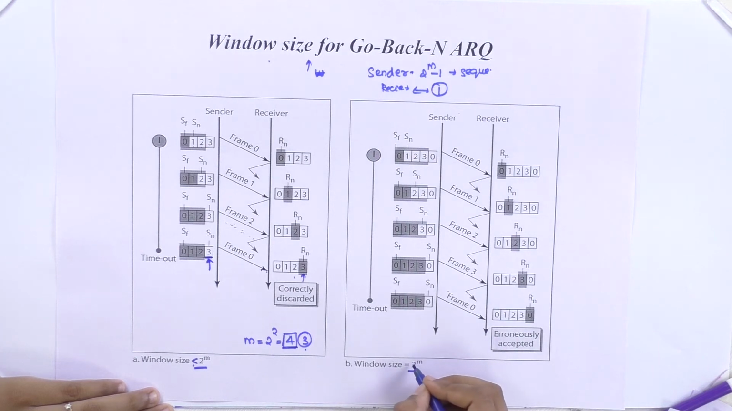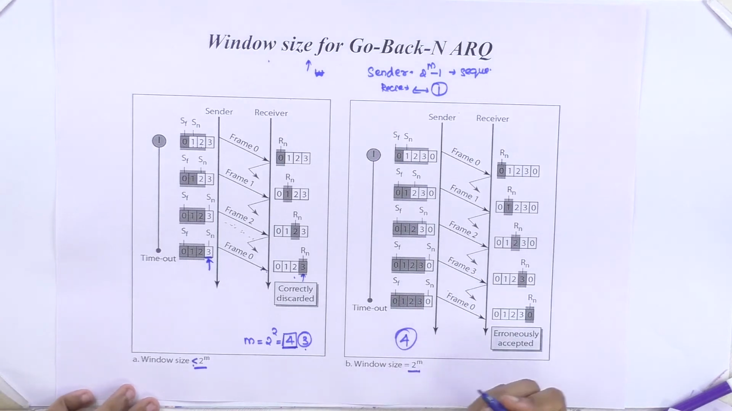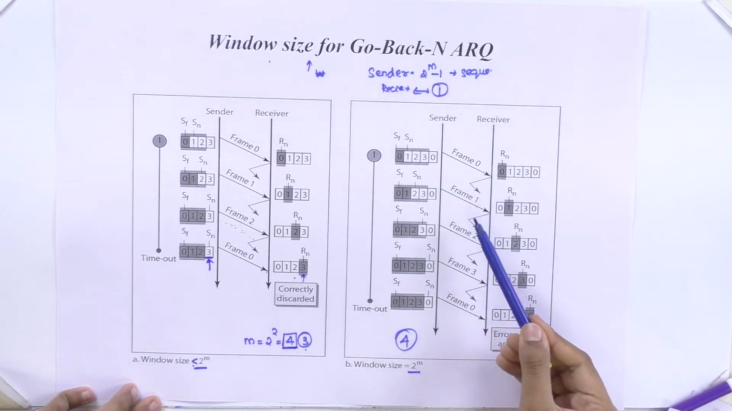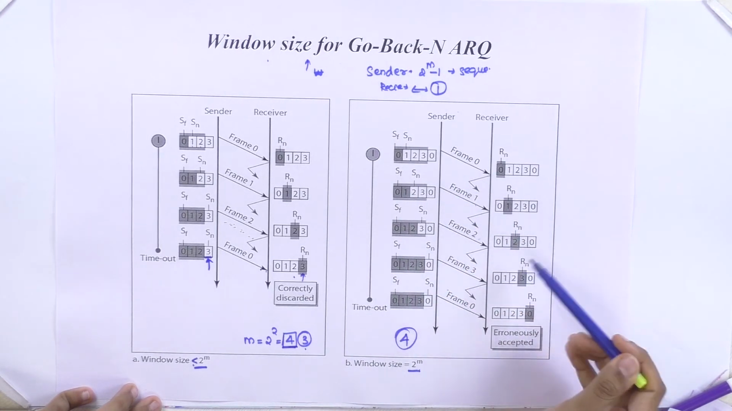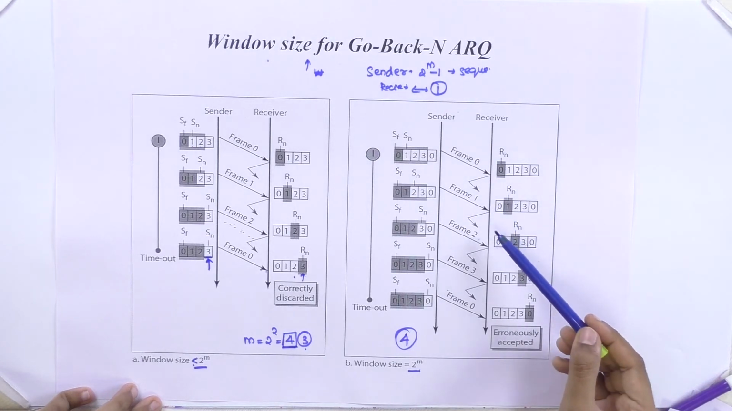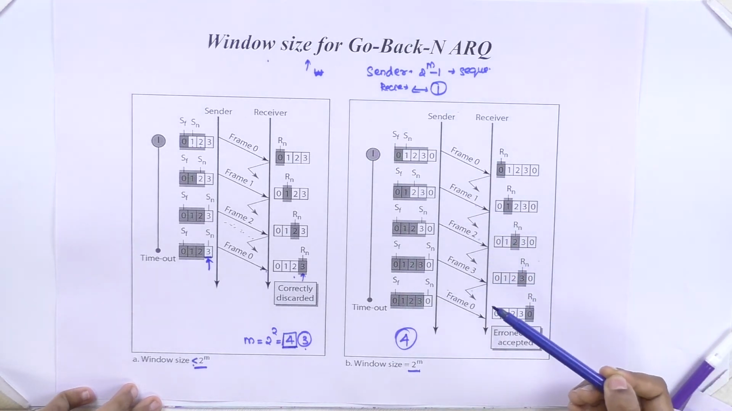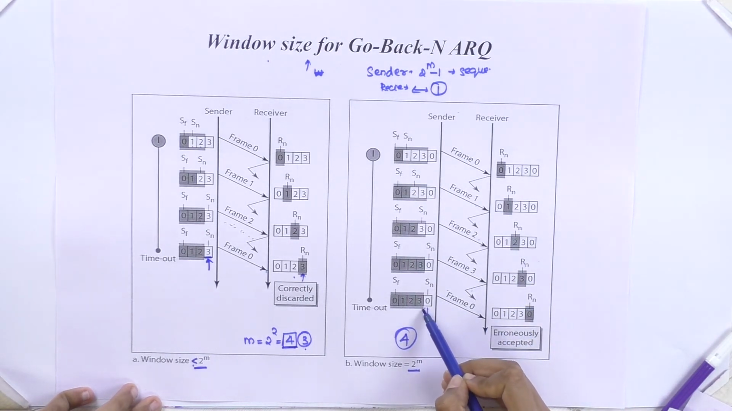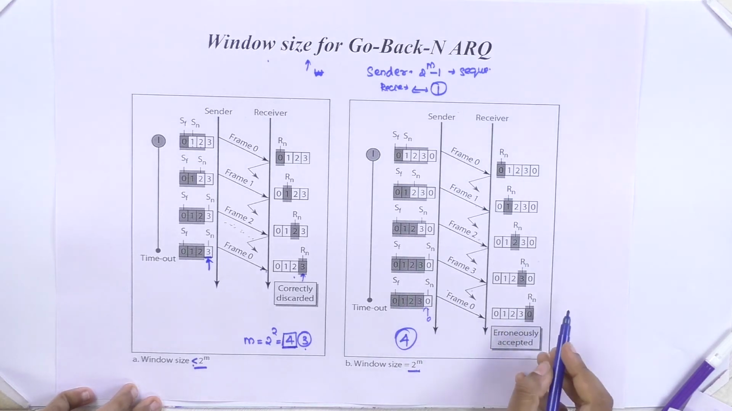So next, coming to 2 power m, that is keeping the window size to be 4. So the same story, frame 0, 1, 2, 3. All the frames are sent and processed on the receiver side, but the acknowledgement for each and every frame is lost. Cool. Then the next frame will be 0. Obviously my next frame will be 0, but in this case the receiver will accept. Why?